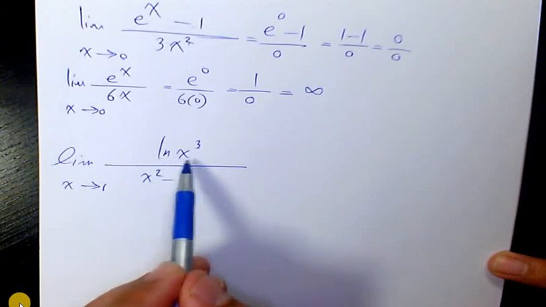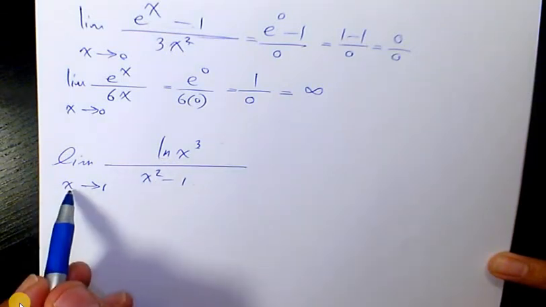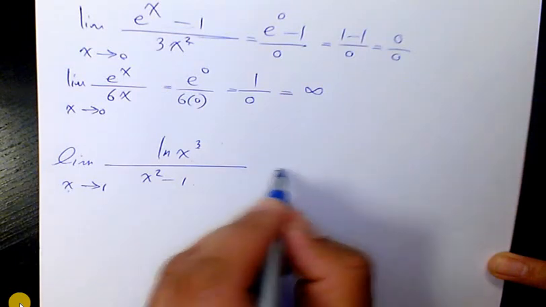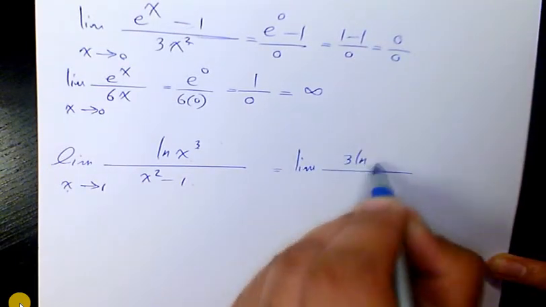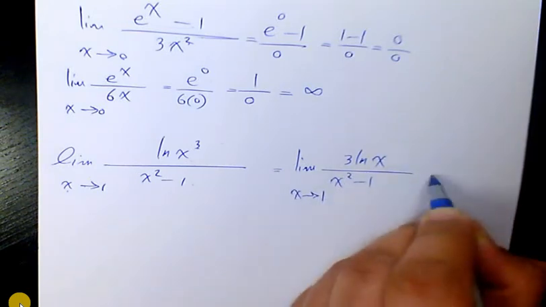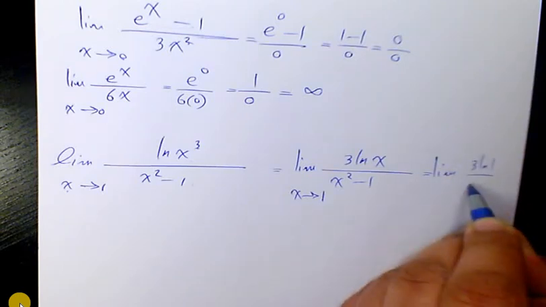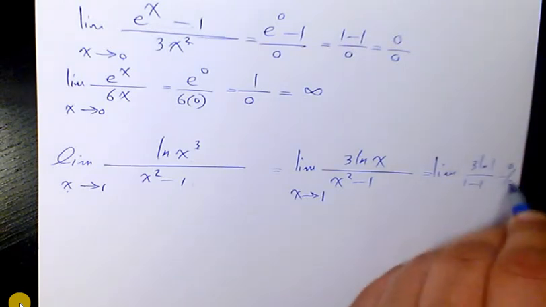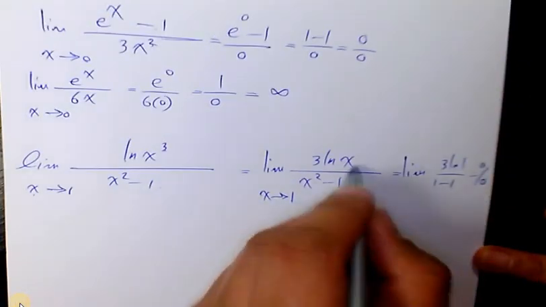Limit of ln(x^3) over x^2 - 1 when x is approaching 1. So that's going to be the limit of 3 ln x over x^2 - 1 when x is approaching 1. That's going to be the limit of 3 ln 1 over 1 minus 1. That's 0 over 0. Since it's 0 over 0, we need to use L'Hopital's rule.